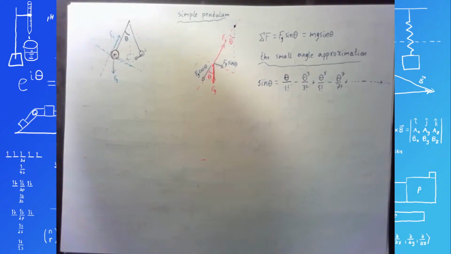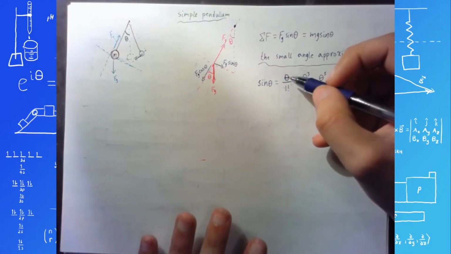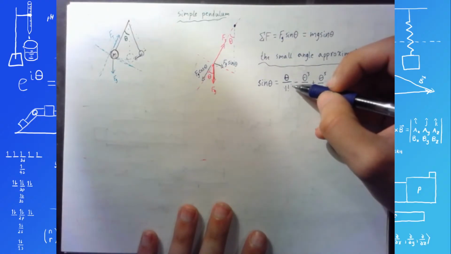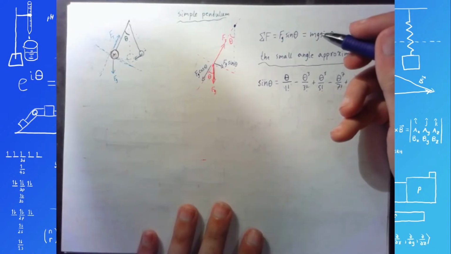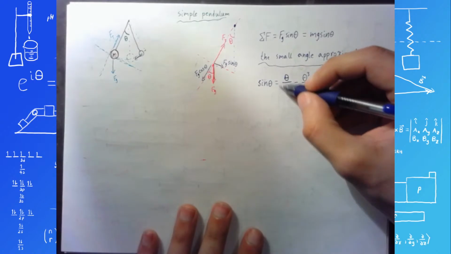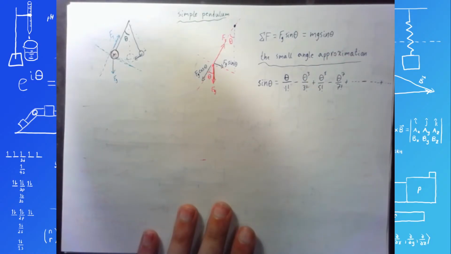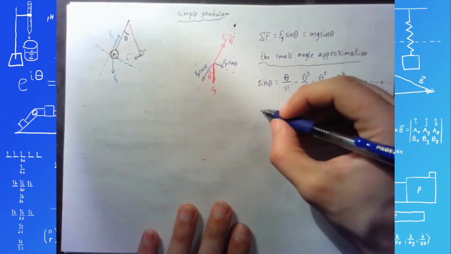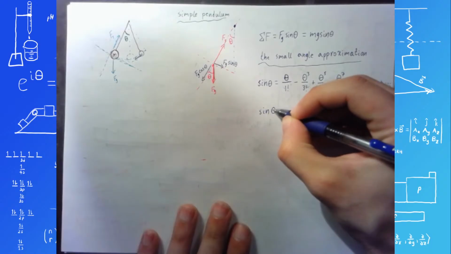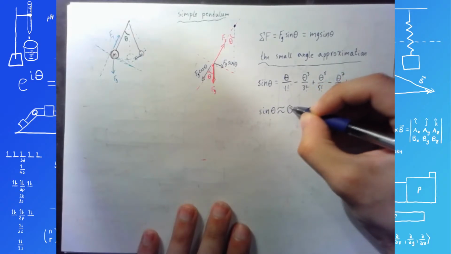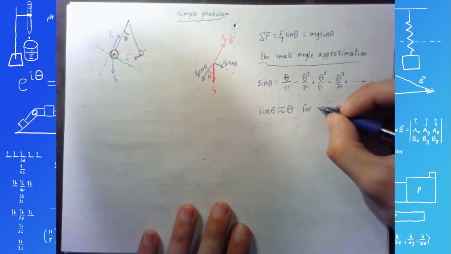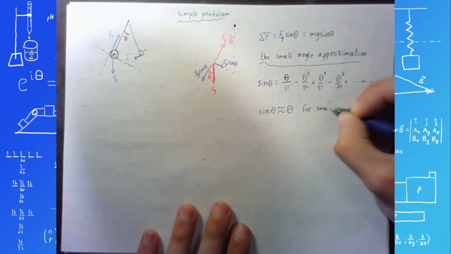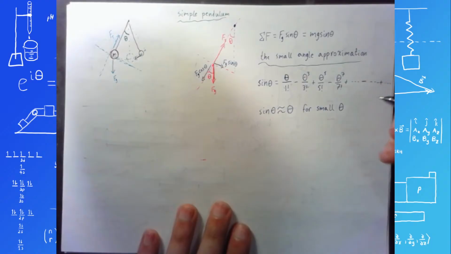The main idea here is if you choose an angle that's small enough, then you can get it to stay pretty accurate using just the first term of this approximation. You can say sine of theta approximately equals theta for small theta. Well, what's considered small?